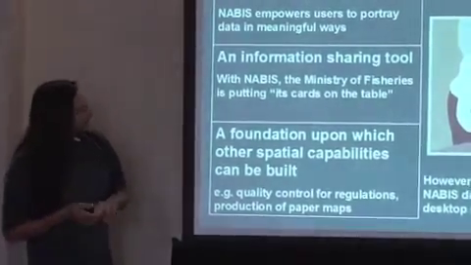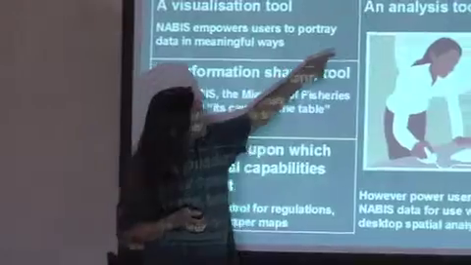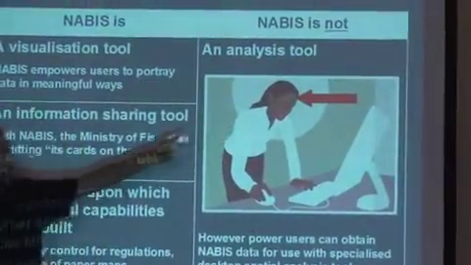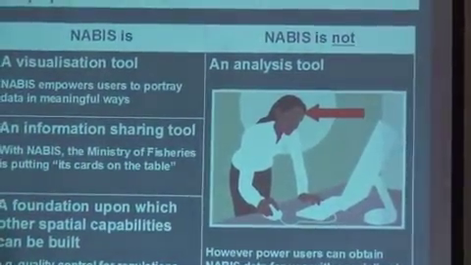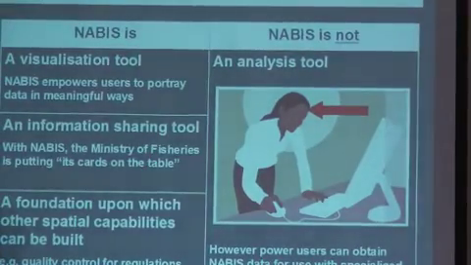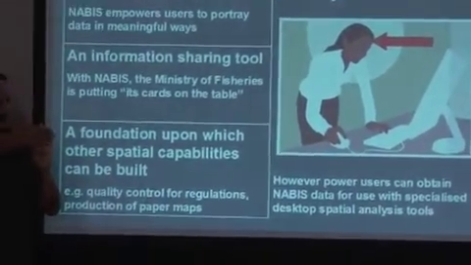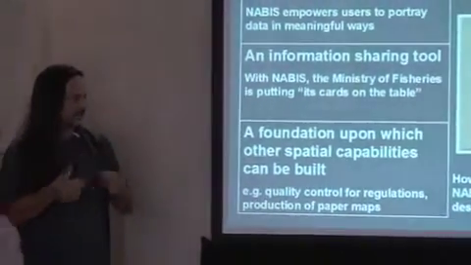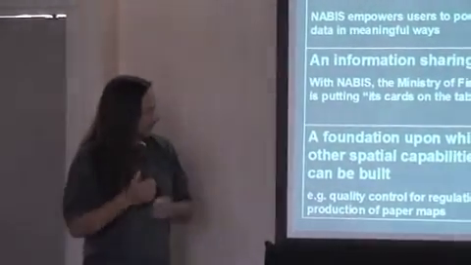NABIS is not an analysis tool. The analysis tool is up there. NABIS doesn't go through and do any complicated mathematics. You look at those distributions and you see where they overlap, or you see how they relate to the symmetries. It's not NABIS telling you how you should interpret it, you do the interpretation.